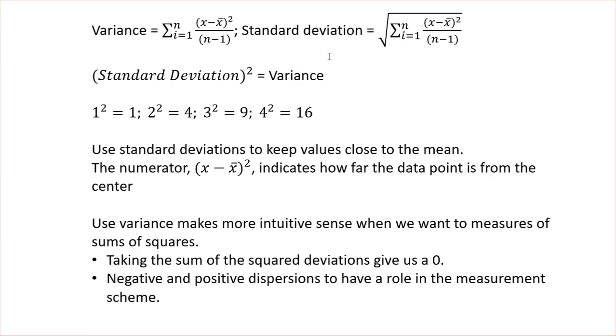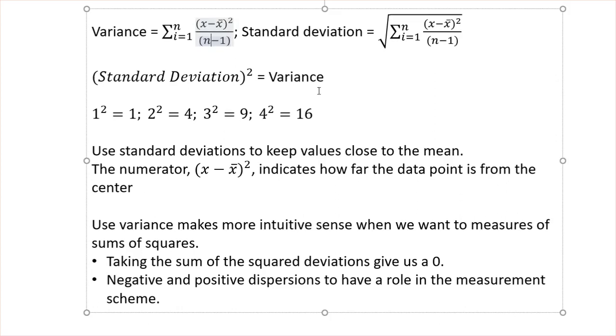So, here again, standard deviation is the square root of variance. And when you square the standard deviation, you get the variance. And here are the differences in the formula.